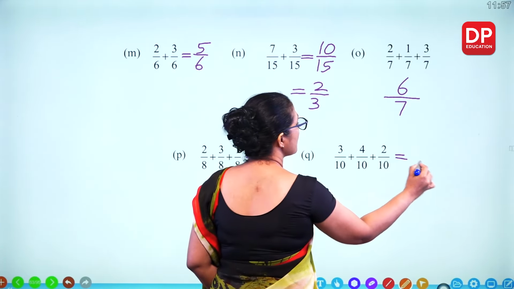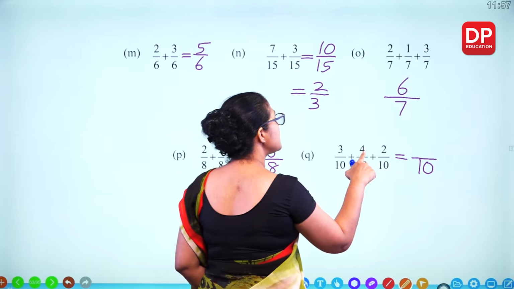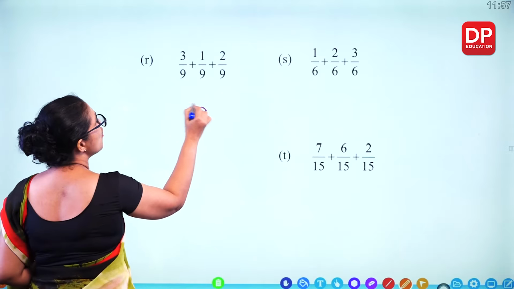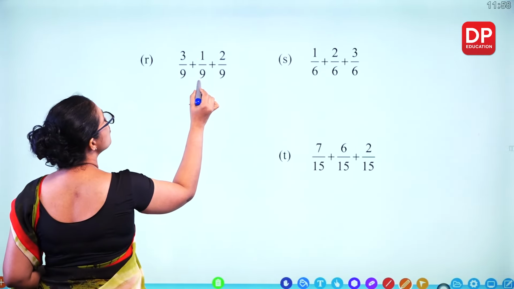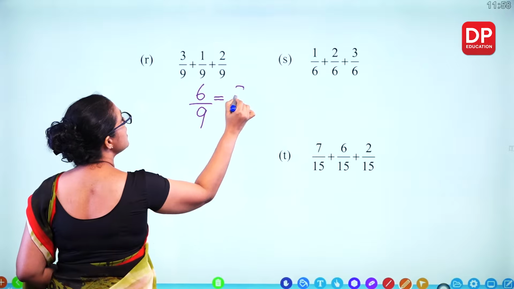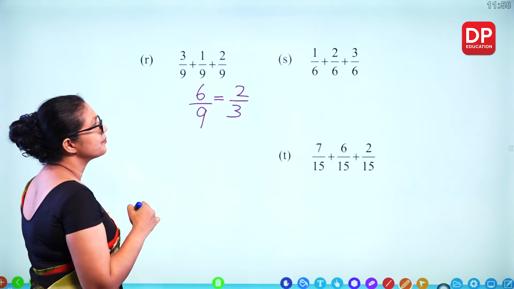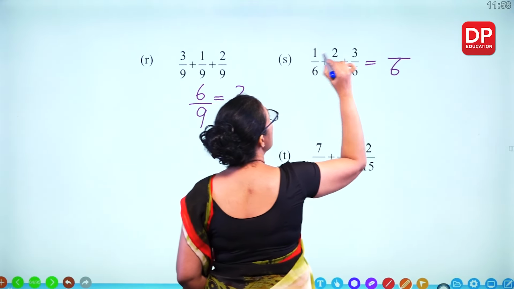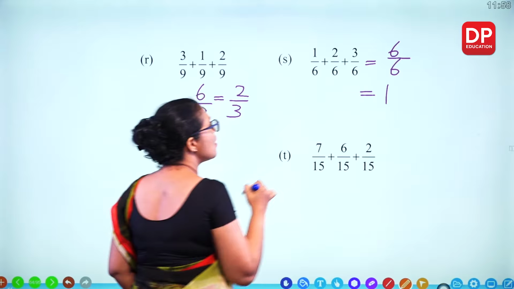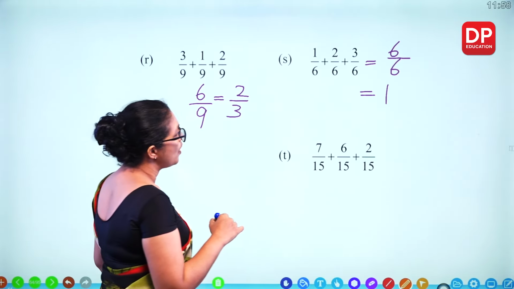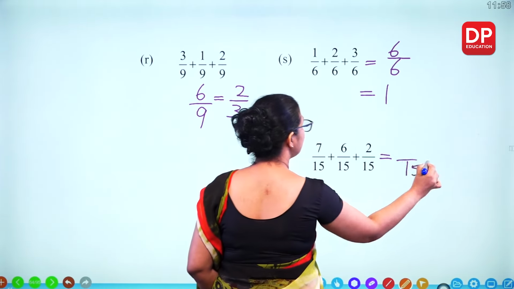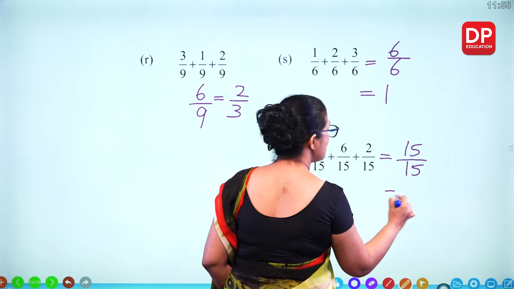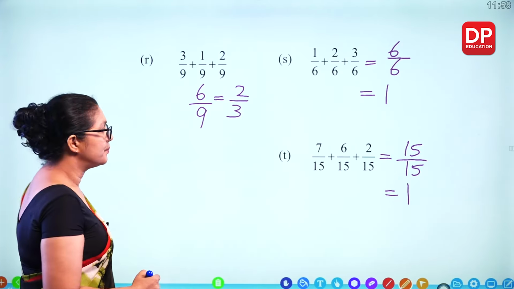This one. Same denominator. 3 plus 4, 7. 7 plus 2, 9. 9/10. Same denominator. 3 plus 1, 4. 4 plus 2, 6. Now divide by 3. You get 2/3. Denominator is 6. 3 plus 2, 5. 5 plus 1, 6. 6 divided by 6 is 1. This one, 15 is the common denominator. 7 plus 6, 13. 13 plus 2, 15. 15 divided by 15 is 1.